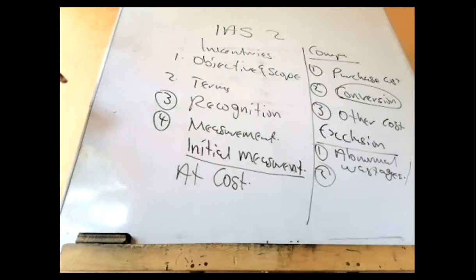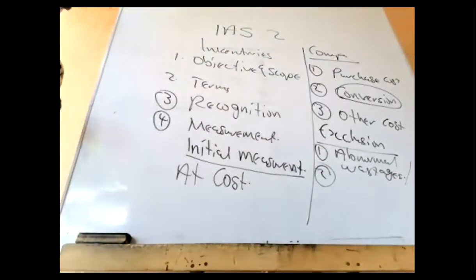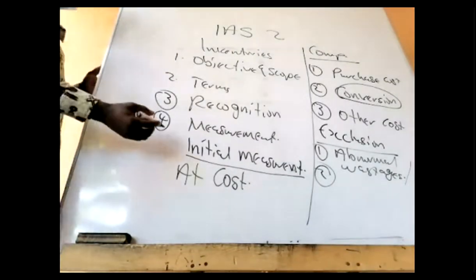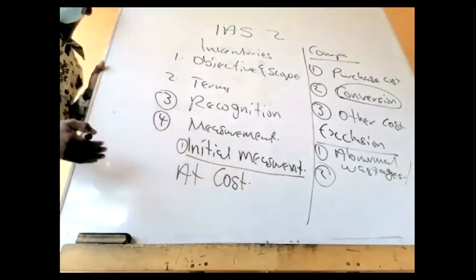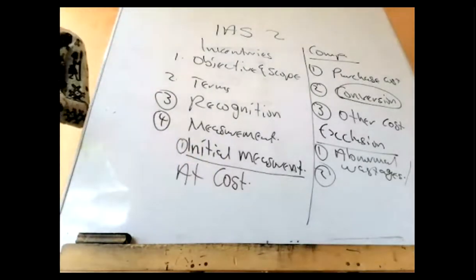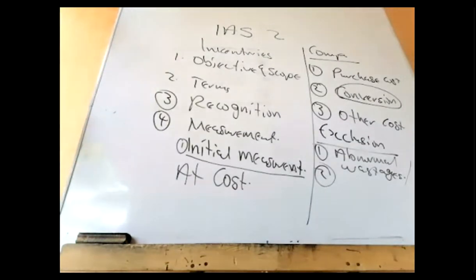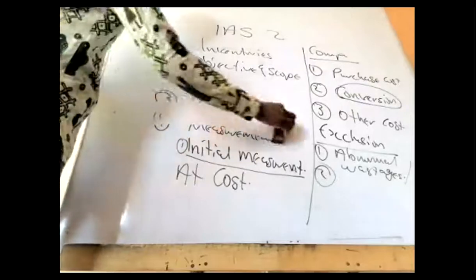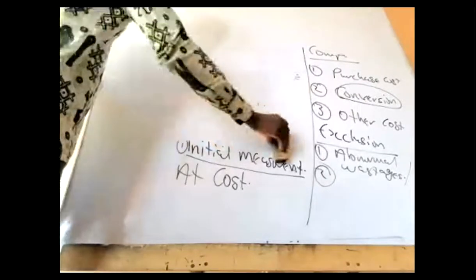And we saw some few illustrations and examples. Today, we are going to look at the second type of measurement, or the last type of measurement. Together we have two types of measurements: number one, initial measurement, and number two, subsequent measurement. So we are going to continue from that angle. Let's look at subsequent measurement. That is the agenda for the day.